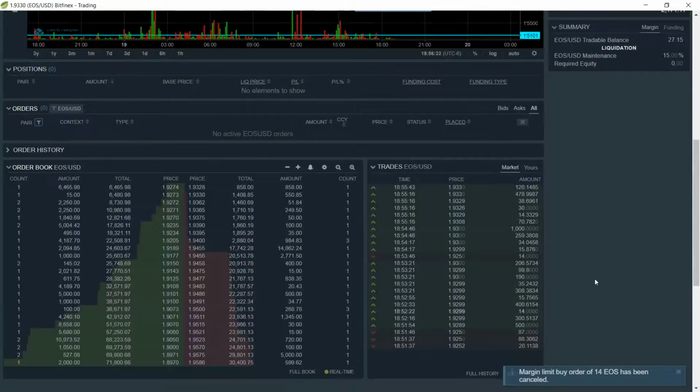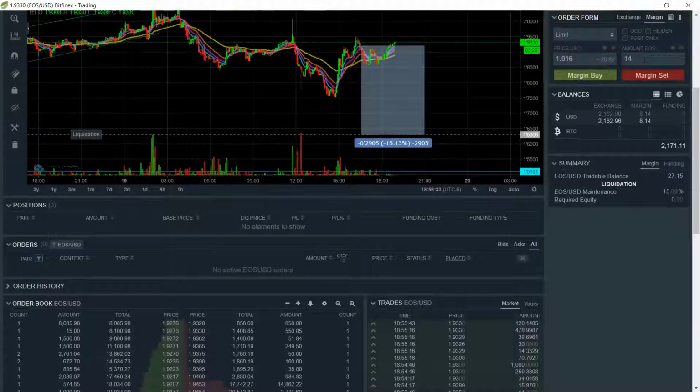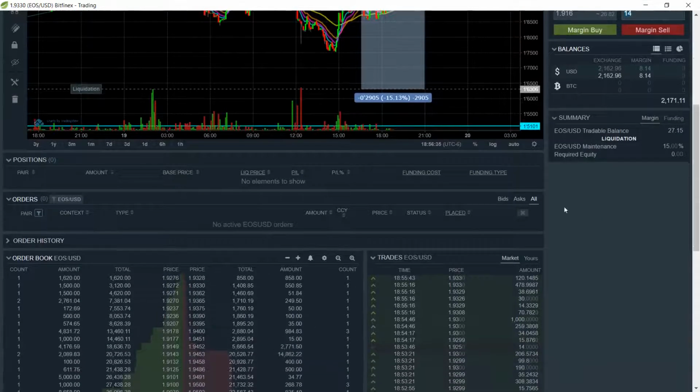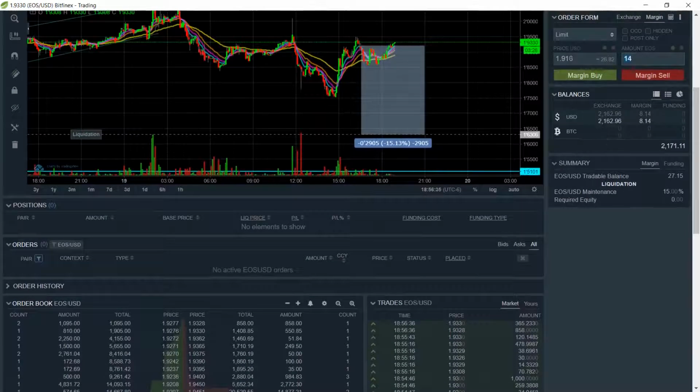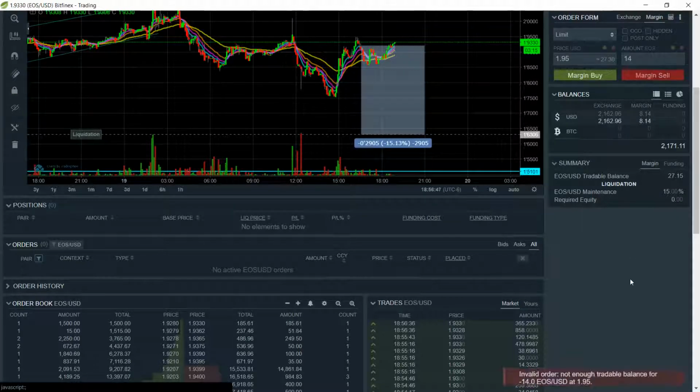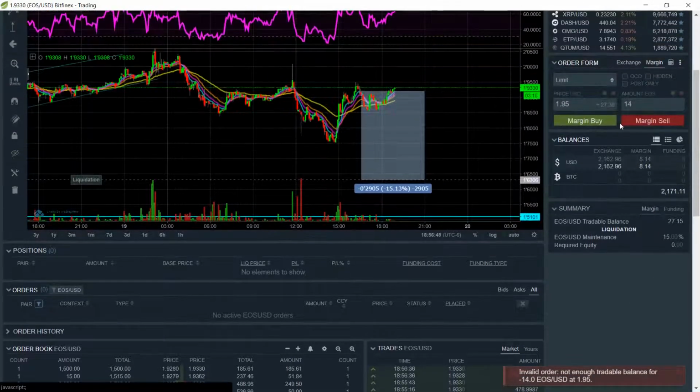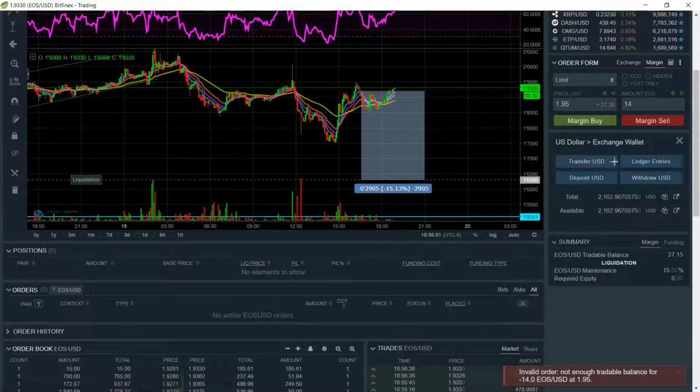Now, when you are going short, you are actually trying to sell, okay? You are actually trying to sell on this side. And I will give you an example. So I will go 14 here. I'll put it at a high price, like 1.95, okay? And you now have 14, okay? So for example, now you click on sell right here. Oh, I gotta transfer some muchos dinero.